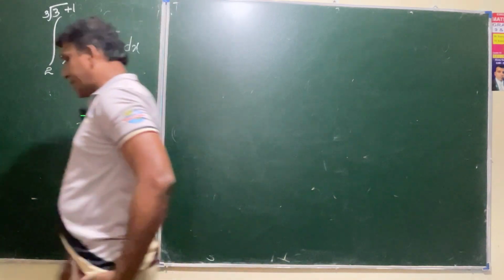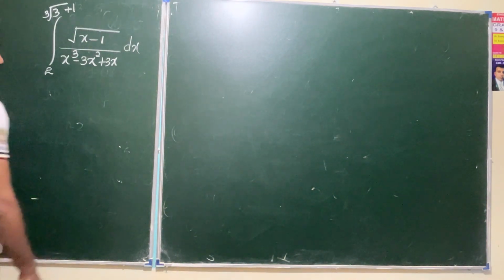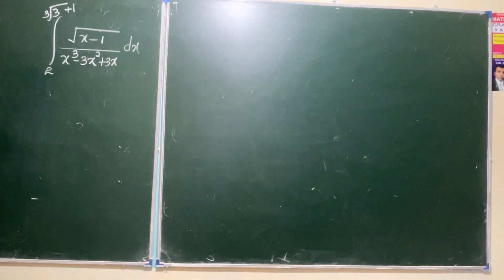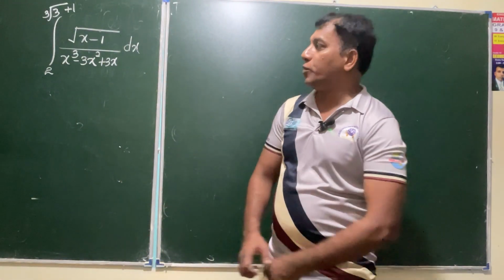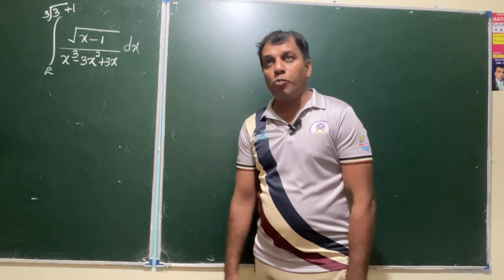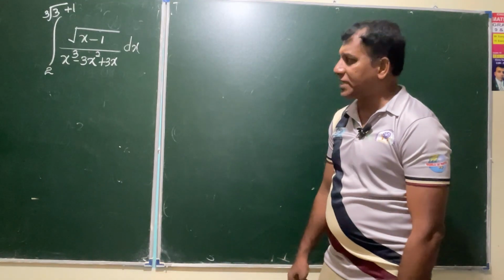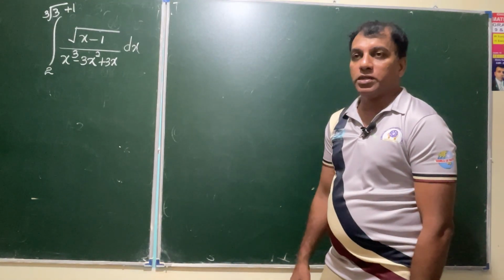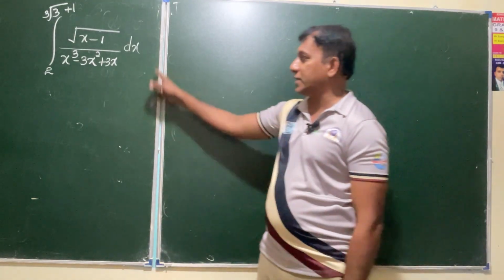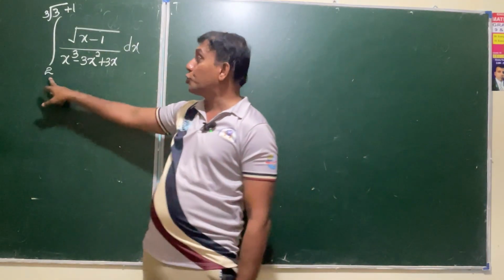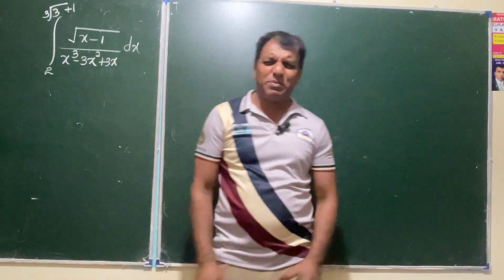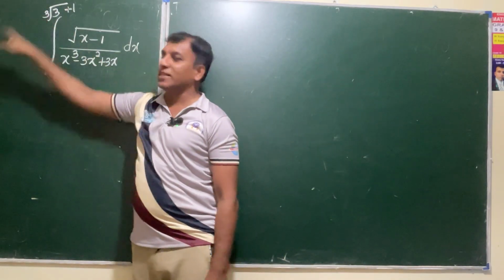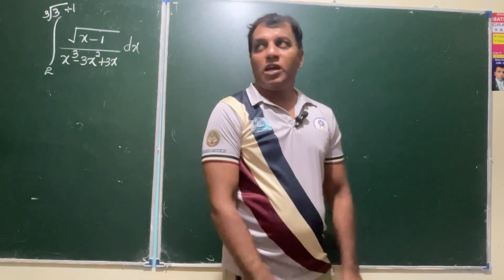Okay, see a nice integration problem today. A nice workout. Integrate the square root of x minus 1 over x cube minus 3x square plus 3x with respect to x. The boundary is from 2 to the third root of 3 plus 1. See how the boundary is this, the third root of 3 plus 1. We'll see that later.